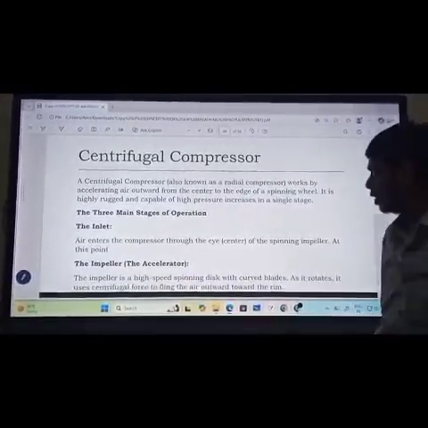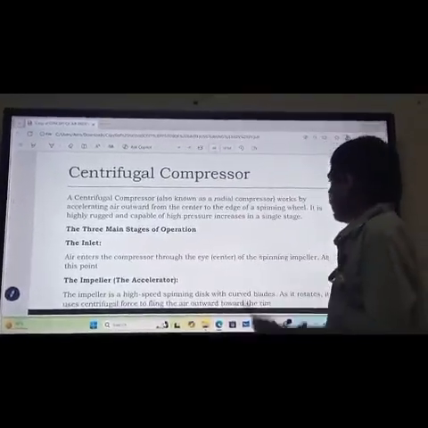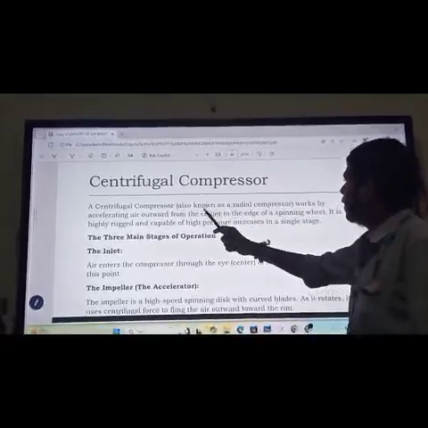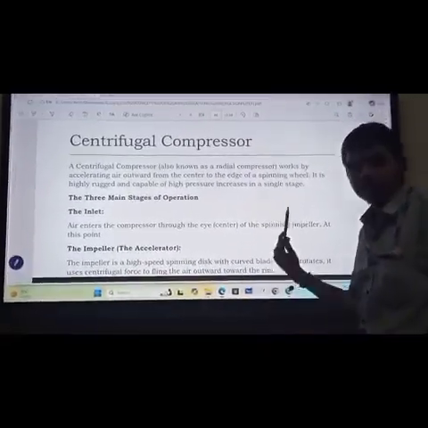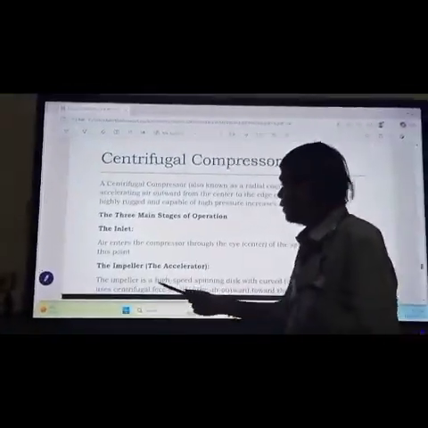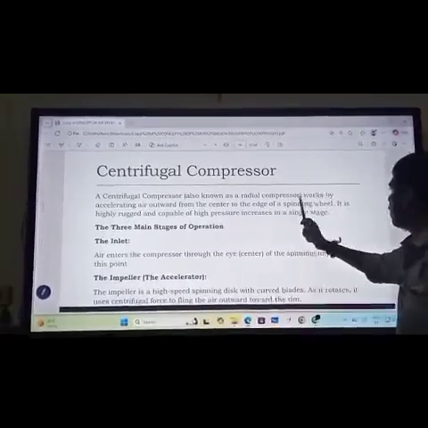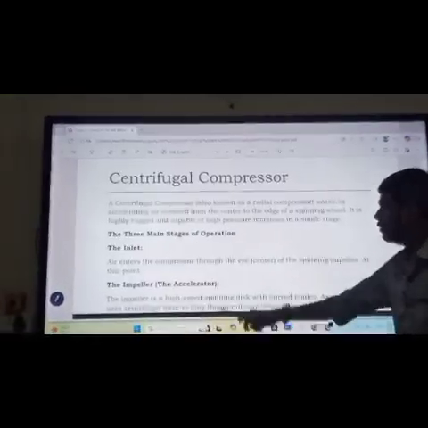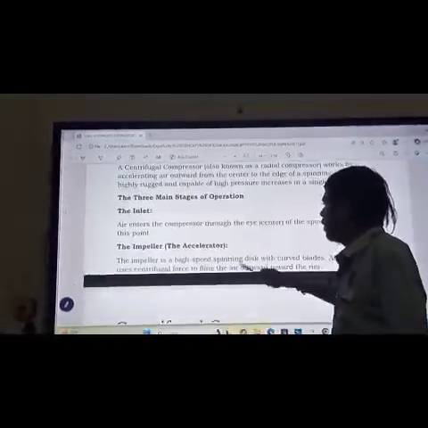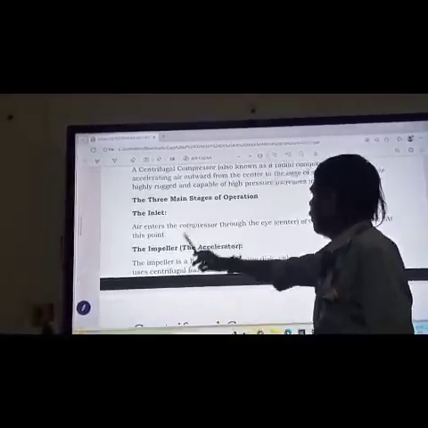So let's come to the centrifugal compressor. A centrifugal compressor, also known as a radial compressor, works by accelerating air outward from the center to the edges of a spinning wheel. It is highly rugged and capable of high pressure in just a single stage. There are three stages: the inlet, the impeller, and the diffuser.